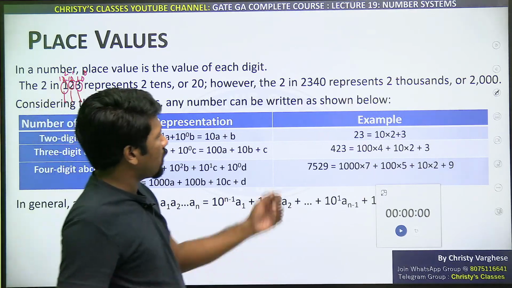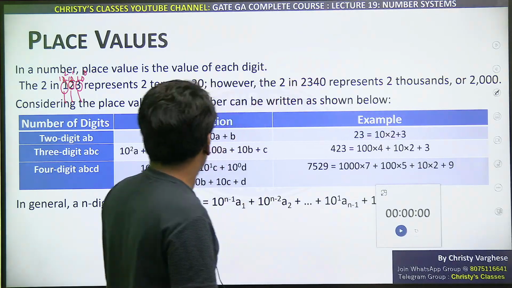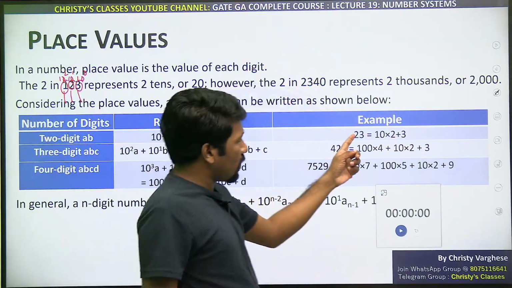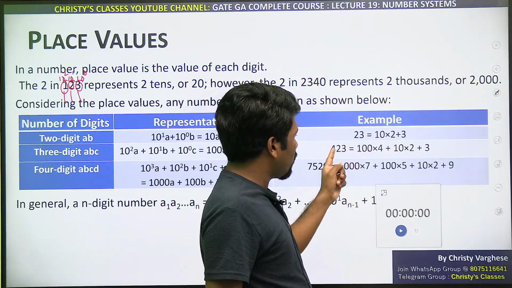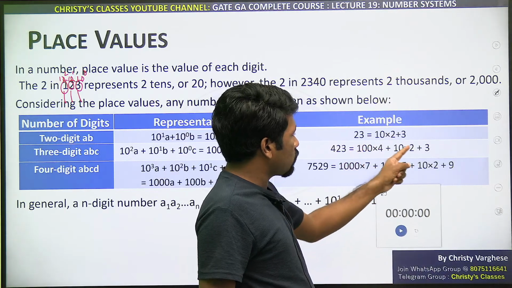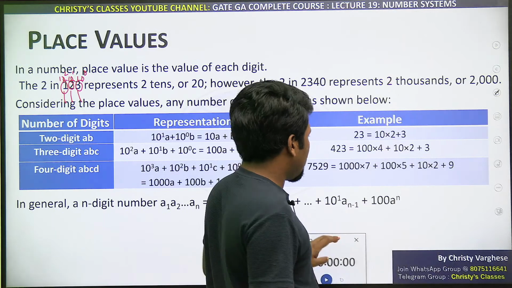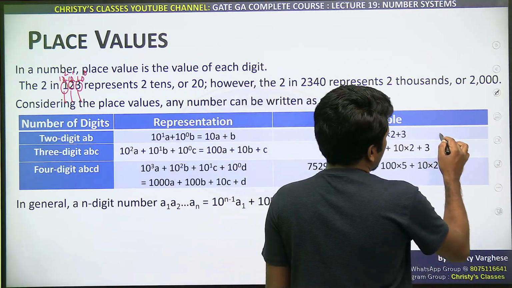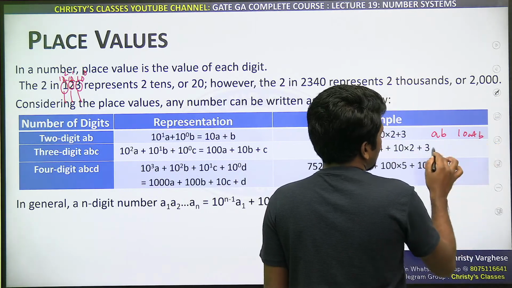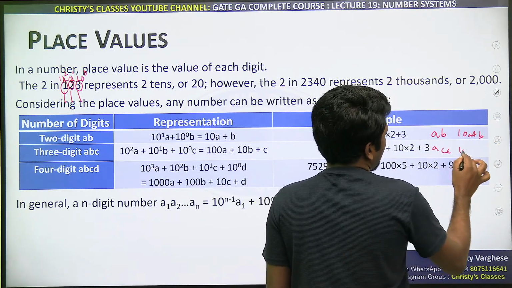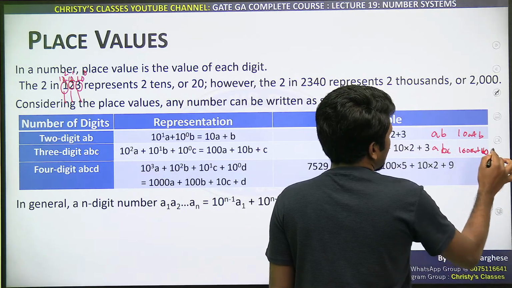That all of you know, right? So in a 4-digit number, this is unit, tens, hundreds, thousands place. So a 2-digit number 23 can be written as 10 into 2 plus 3. 3-digit number 423 can be written as 4 into 100 plus 2 into 10 plus 1 into 3, and so on. That means a general 2-digit number AB can be written as 10A plus B. General 3-digit number ABC can be written as 100A plus 10B plus C.